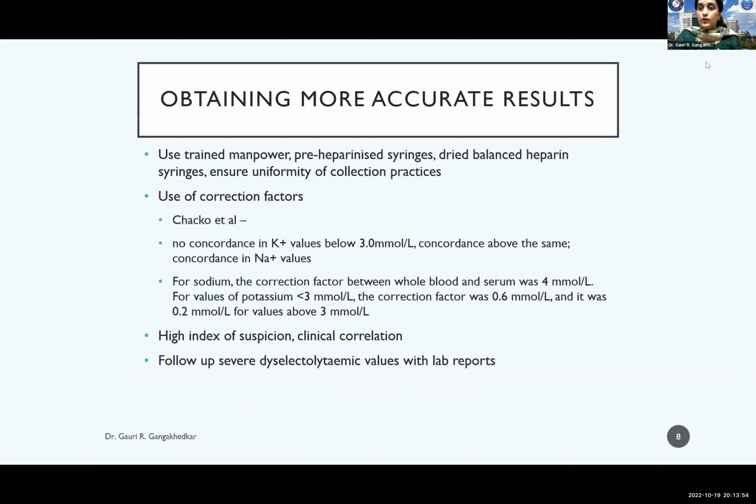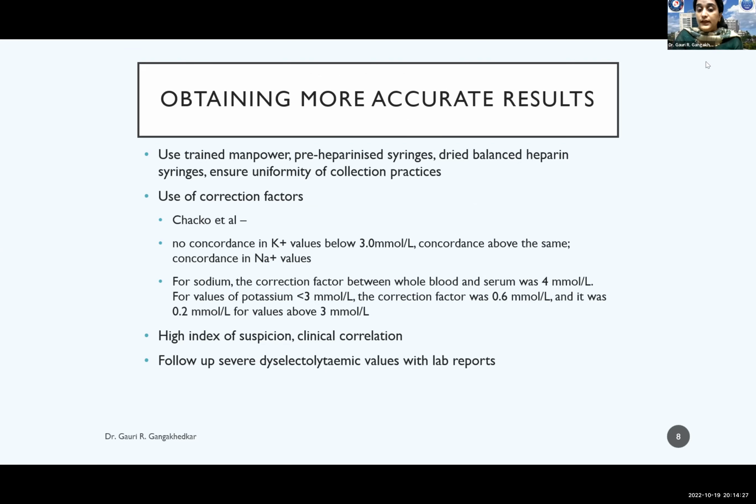Now, how do we go about obtaining more accurate results with the current technology we have? Obviously, the answer would be to develop better technology so that these results correlate with each other. But until such time that it happens, what do we do? We use trained manpower, so that we know what amount of heparin for what kind of syringe. We can use pre-heparinized syringes so the amount of heparin used is uniform. We can use dried balanced heparin syringes, and we can ensure a uniformity of collection practices. The other solution possibly could be the use of correction factors.